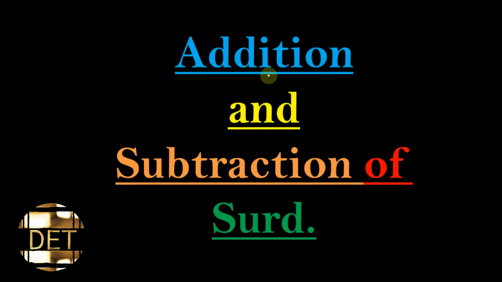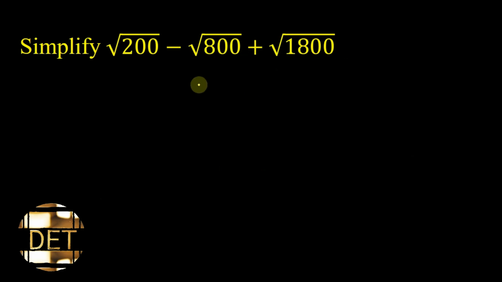Okay, still on the addition and subtraction of surds. In this video, we're looking at this question: simplify root 200 minus root 800 plus root 1800. We cannot add or subtract these values because they are not in the same basic form.